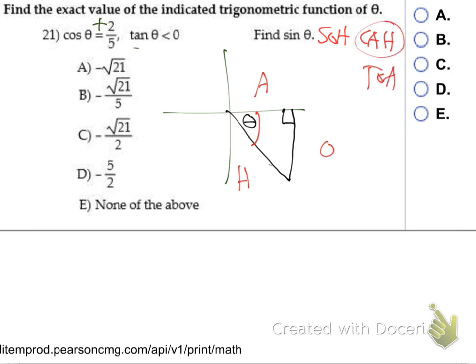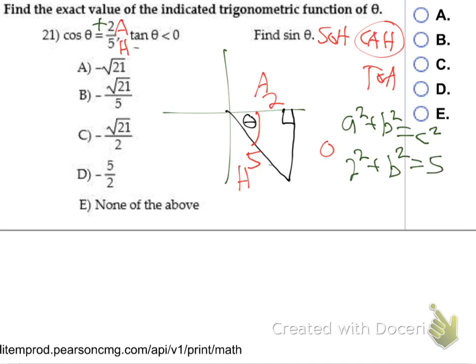Cosine is adjacent over hypotenuse. Adjacent, hypotenuse. So this side is 2, hypotenuse is 5. So how do I find the opposite side, the other side? The Pythag. So I do the Pythag. A squared plus b squared is c squared. So that's 2 squared plus b squared is 5 squared, right?